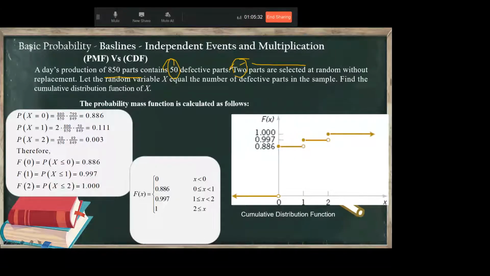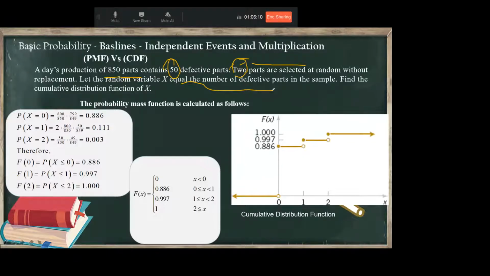So a daily production of 850 parts contains 50 defective, meaning 800 plus 50, right? Total parts. And from those, we select 2 parts randomly, which we don't replace. Let the random variable X equal the number of defective parts in the sample. So in this case, we are only considering 2 parts, remember. Find the cumulative distribution function of X. How are we going to do that? It's in front of you, but can you understand this example?